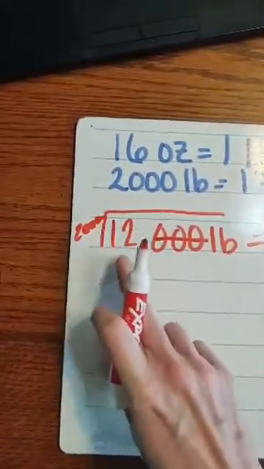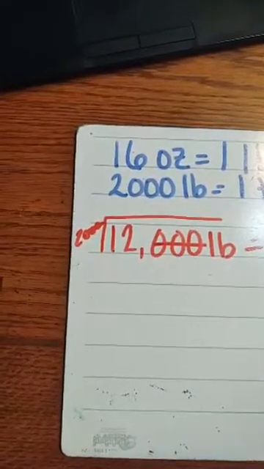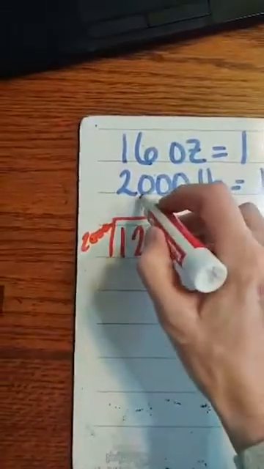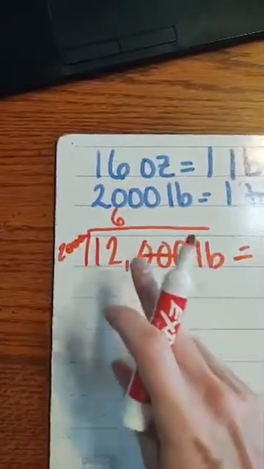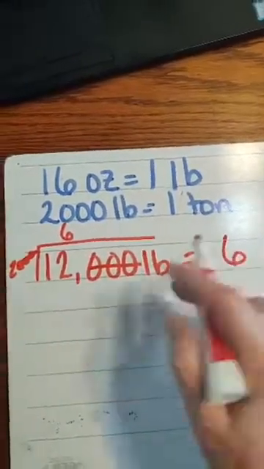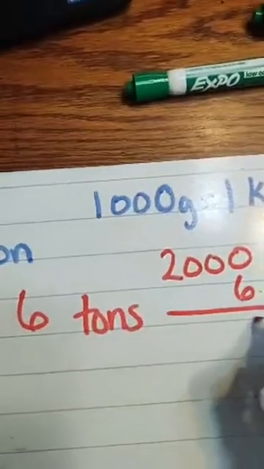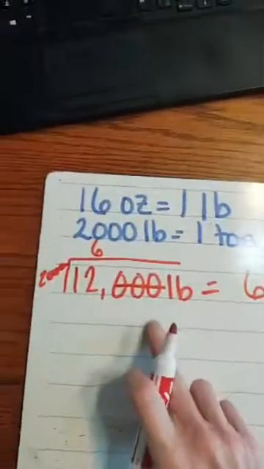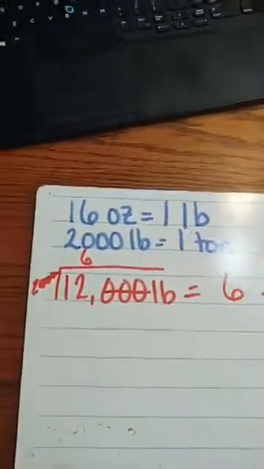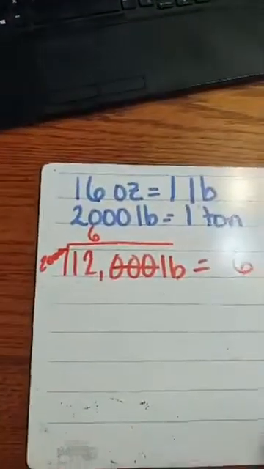And I can just think how many 2's goes into 12. You got it, 6 of them do. Okay? So 6 tons is the same as 12,000 pounds. I could check my work, of course. We've been talking about checking our work a lot. 2,000 pounds times 6, and I get 12,000, so I was right. 12,000 pounds is 6 tons. Great job, guys.